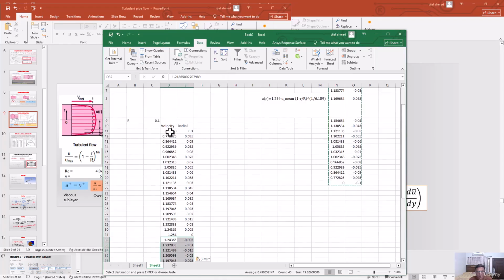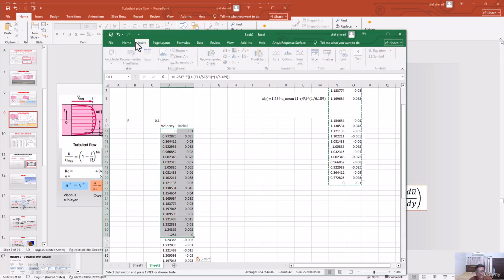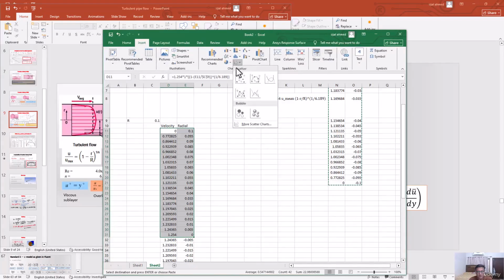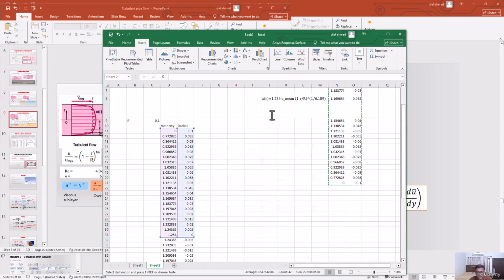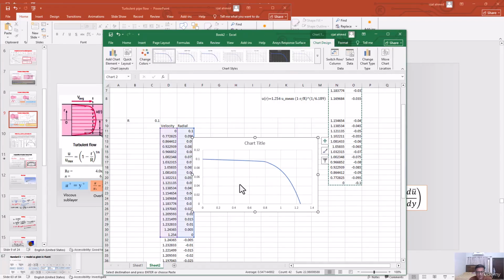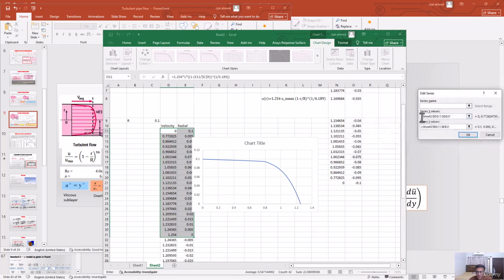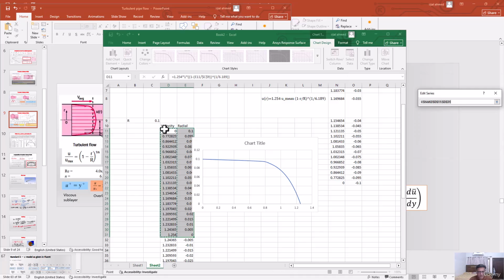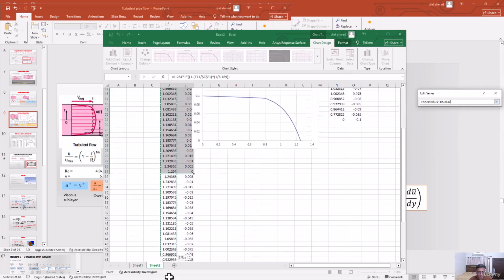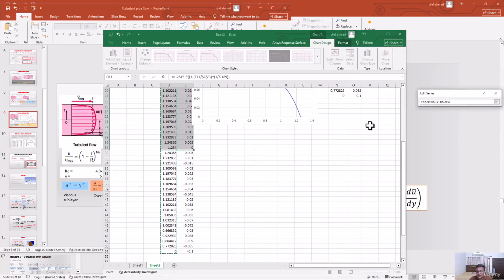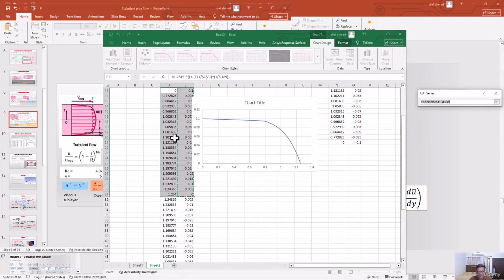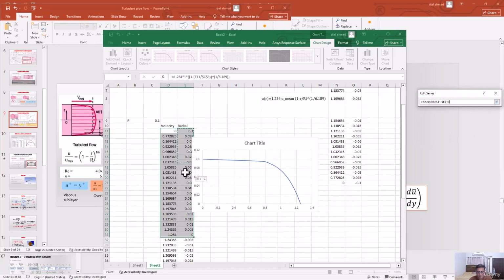Okay, so if I plot only half the values, this will be a half profile. Insert chart. This is a half chart here. In order to make it complete, like you see in the picture here, you have to edit the series and put all the values for the x and y directions. So velocity is on the x-axis, and the radius is on the y-axis.